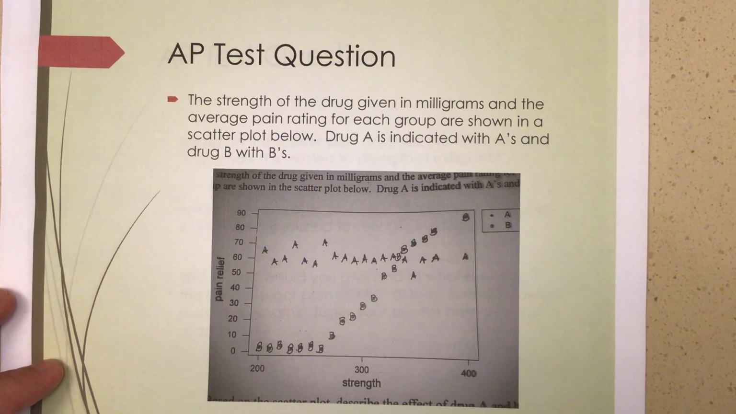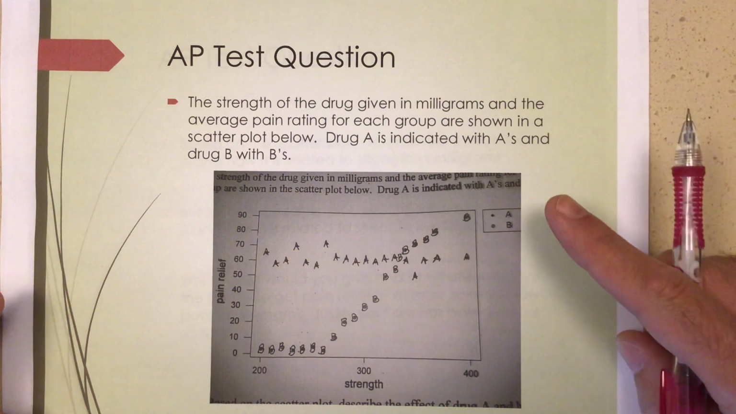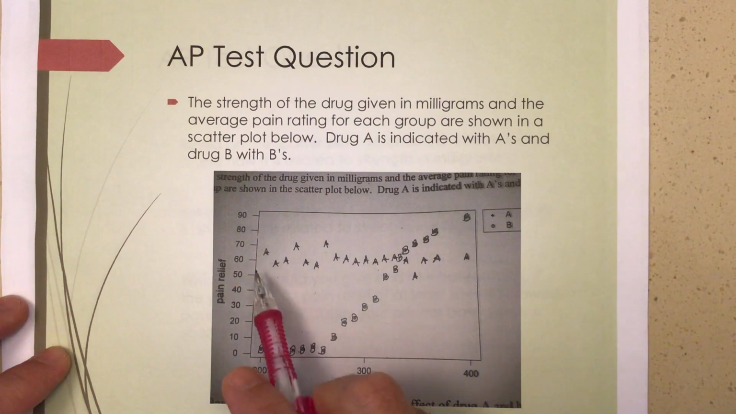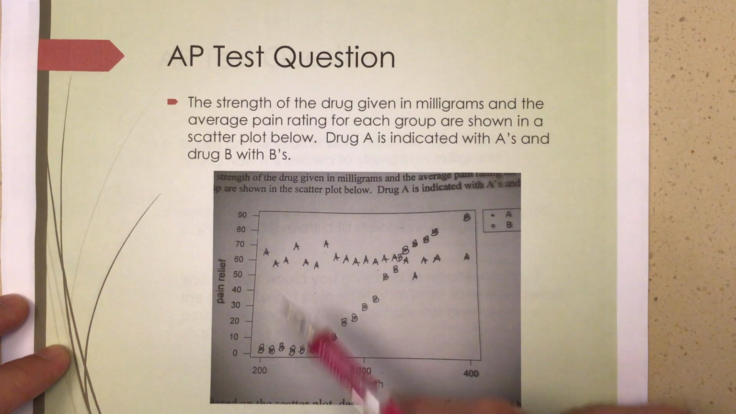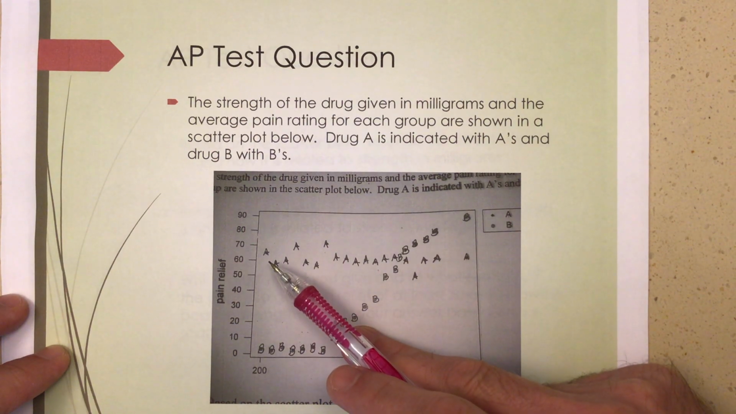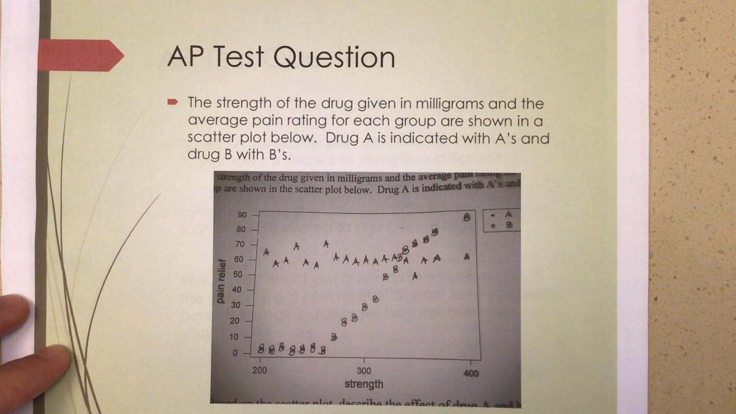Okay, so looking at drug A, what's the form? Appears to be linear, right? So I'm going to say the form there is linear. Do I see any clusters? Really not possible, right? Because each point is the average of the group. So because of the way the data was handled, it's not really possible to have any clustering on this graph.